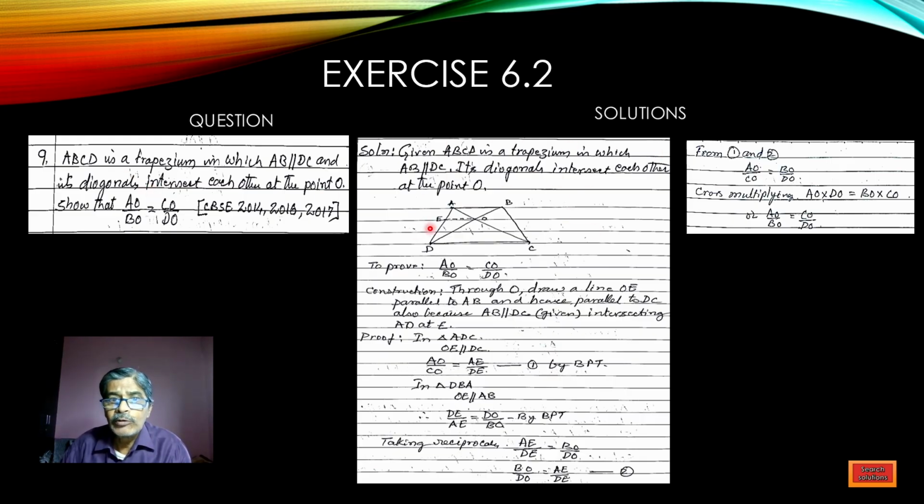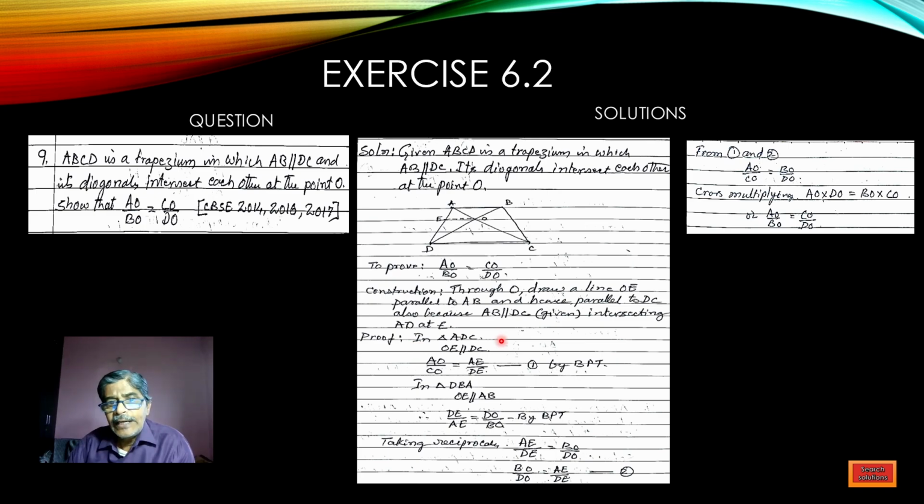ABCD is a trapezium. You have to draw a trapezium with AB parallel to DC and its diagonals intersecting at the point O like this. Now, what do we have to prove? We have to prove that AO by BO is equal to CO by DO. So we'll make a small construction. Through O, draw a line OE parallel to AB and hence parallel to DC, because AB is parallel to DC, which is given, intersecting AD at E.